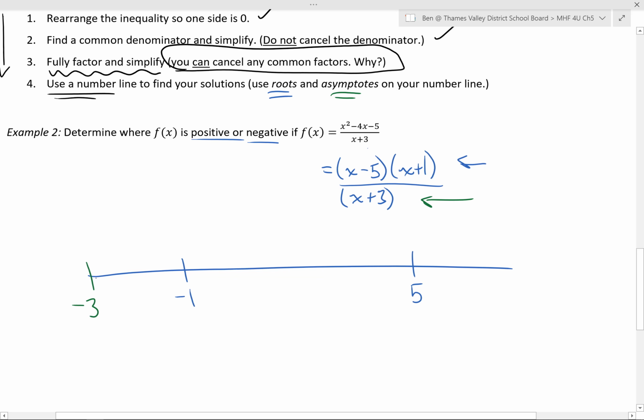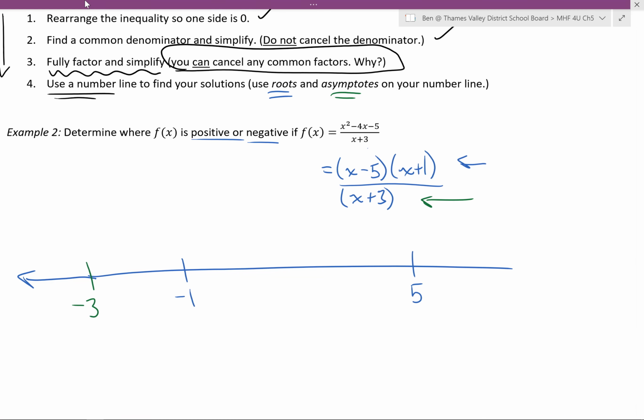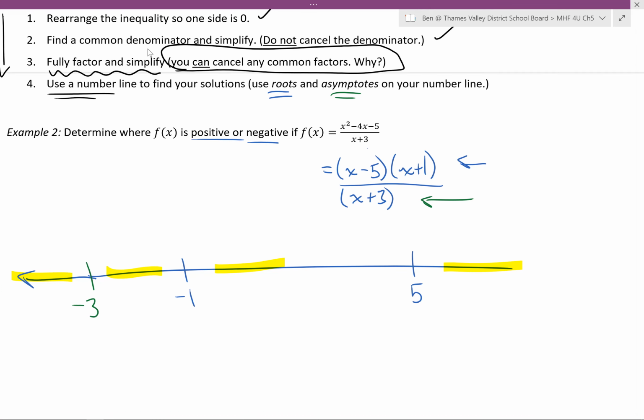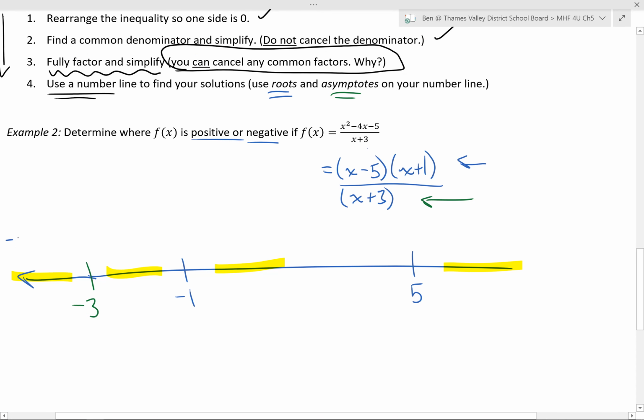So on my number line, I need to try and find a test value for each of these intervals. How many intervals do we have here? Think about it. Good. If you said 4, you're correct. We have one interval here, one interval there, one interval here, and one interval here. So my first interval is between negative infinity and negative 3. My second interval is between negative 3 and negative 1. My third interval is between negative 1 and positive 5. And my last interval is between positive 5 and infinity. And I need to check each of these intervals to determine where my function is positive and where it's negative.